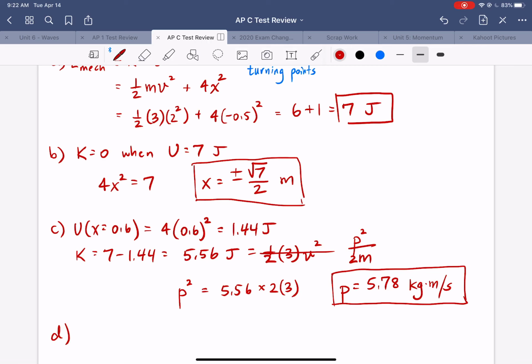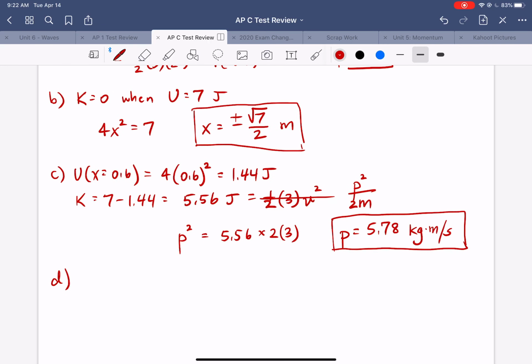All right, and then lastly, part D, calculate the magnitude of the acceleration of the object as it passes x equals 0.6. So for this, you have to remember one of the main ideas from this topic. We called it the big picture in one of our assignments. And that is that you can determine the force on an object from a graph of its potential energy versus position. And that relation is that the force is equal to the negative derivative of potential energy with respect to position. So this requires a little bit of calculus.